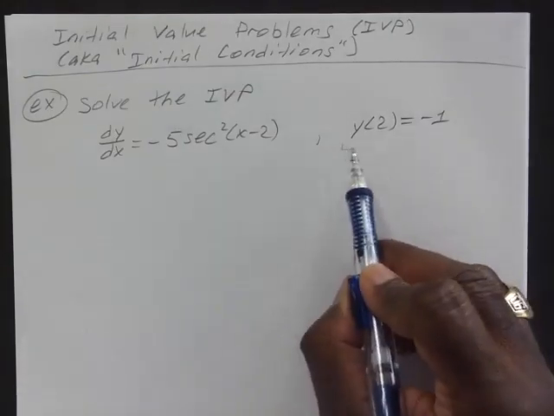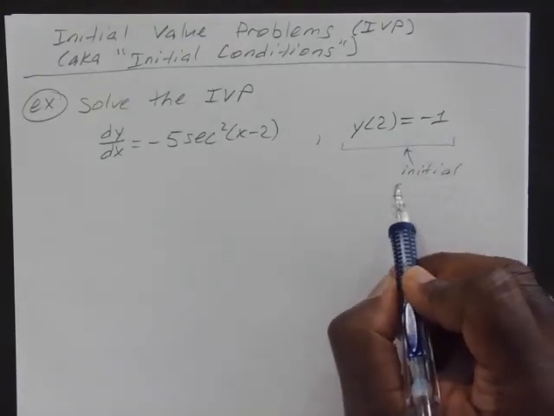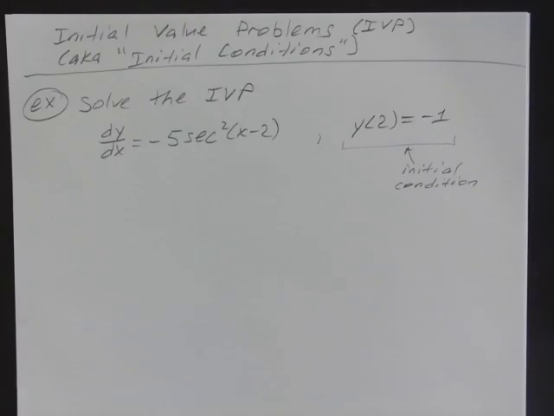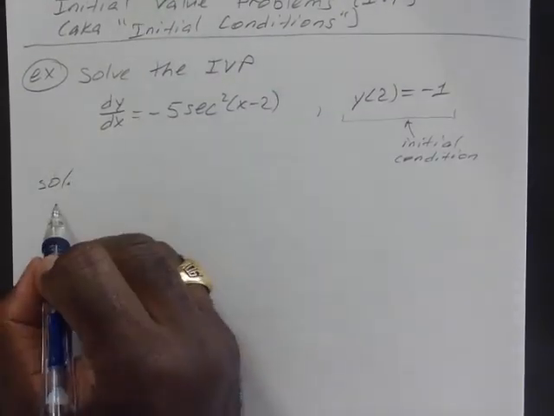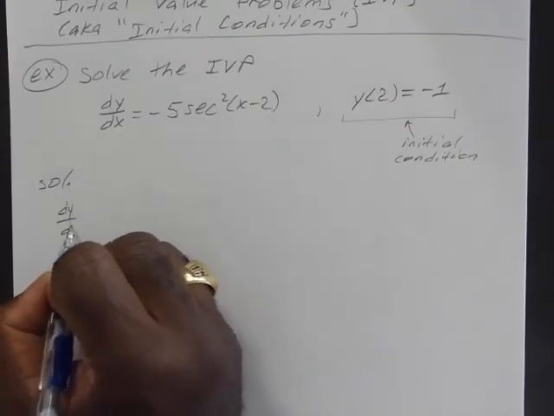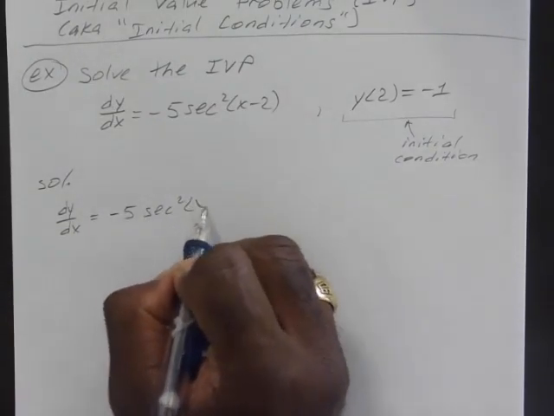Okay, so this part right here, that's your initial condition. And when you see that, you know you're going to be solving for your c. So you can still have the plus c, but now you know you have to go a step further and solve for the exact value of c. Okay, so let's solve this one. We're starting off with the derivative of y with respect to x is equal to -5 times secant squared of x minus 2.